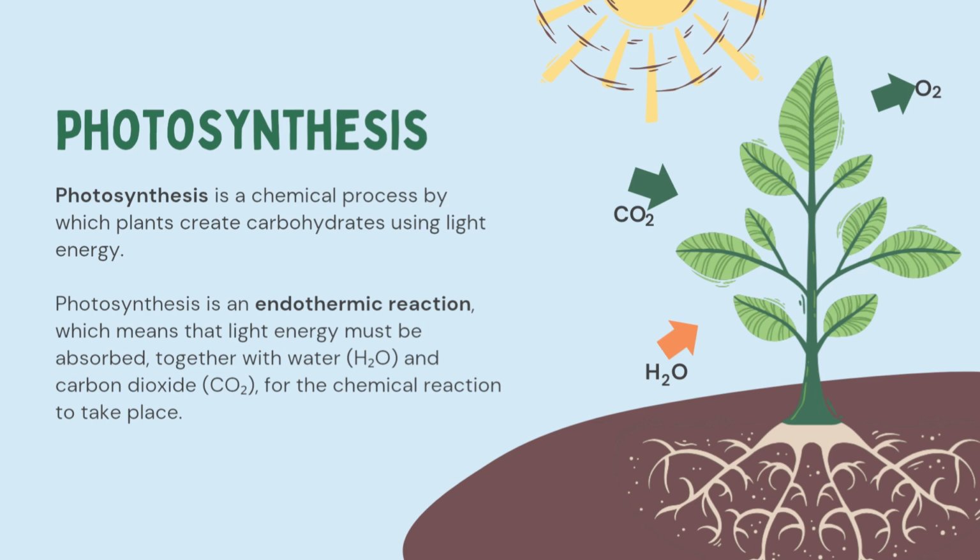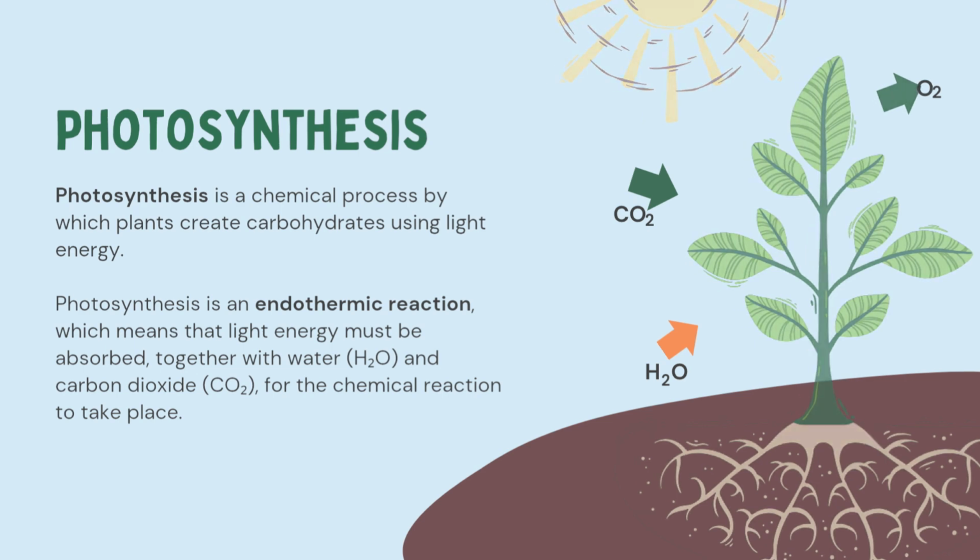Photosynthesis is a chemical process by which plants create carbohydrates using light energy. Imagine plants with tiny kitchen labs inside them. That's photosynthesis for you. And guess what? Photosynthesis is endothermic. That's a fancy way of saying plants need energy to cook their food. In this case, they absorb light energy along with water, H2O, and carbon dioxide, CO2, to make their yummy plant food.